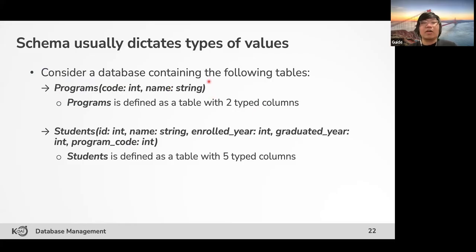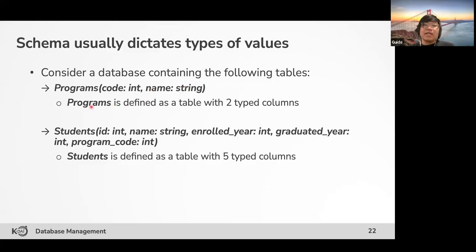This is what I call a database schema. Basically, this is a table schema. This database consists of two tables. The first table is named programs. The second table is named students. For the table programs, there are two columns. The first column is code, whose type is integer. The second column is called name, whose type is a string.